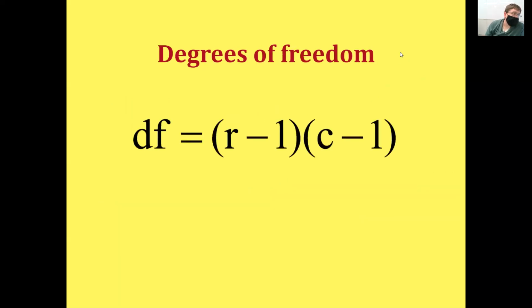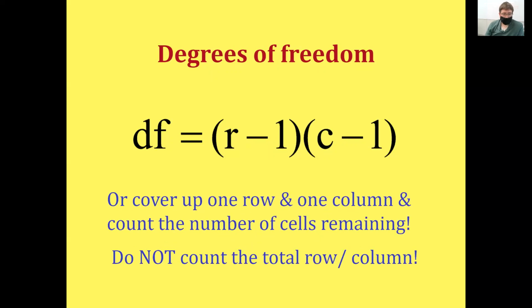For degrees of freedom, it's a little different on this one too because we're looking at a table. It is the number of rows minus 1 times the number of columns minus 1. There's a way to remember this that's a little bit easier. Just cover up 1 row and 1 column and then count the number of cells remaining. That's an easy way to do it too. Now, this does not include the totals, all right? So the row that has the totals in it does not count for anything. It's just there for your information only. I'm talking about actual data rows.